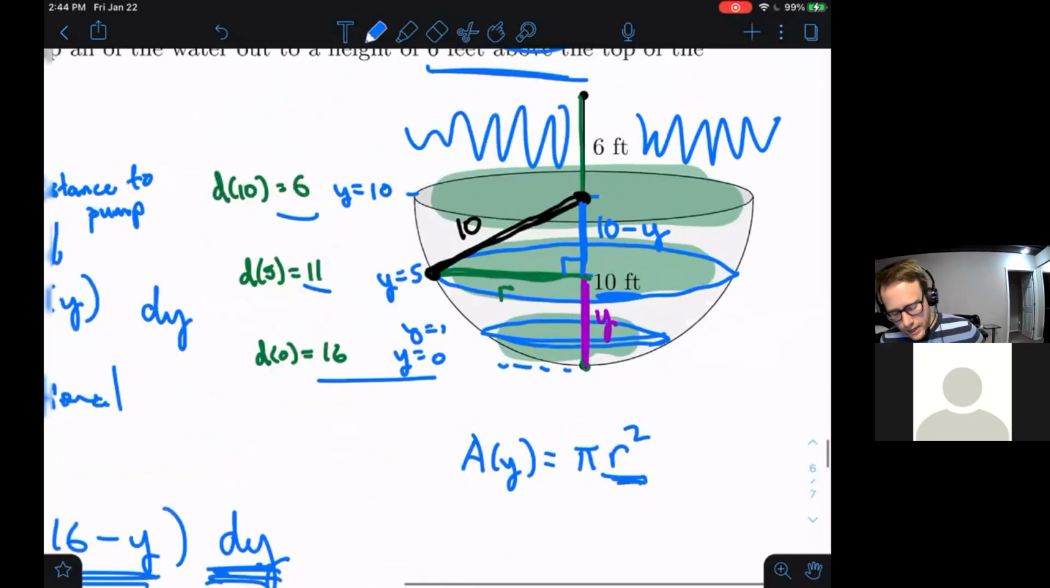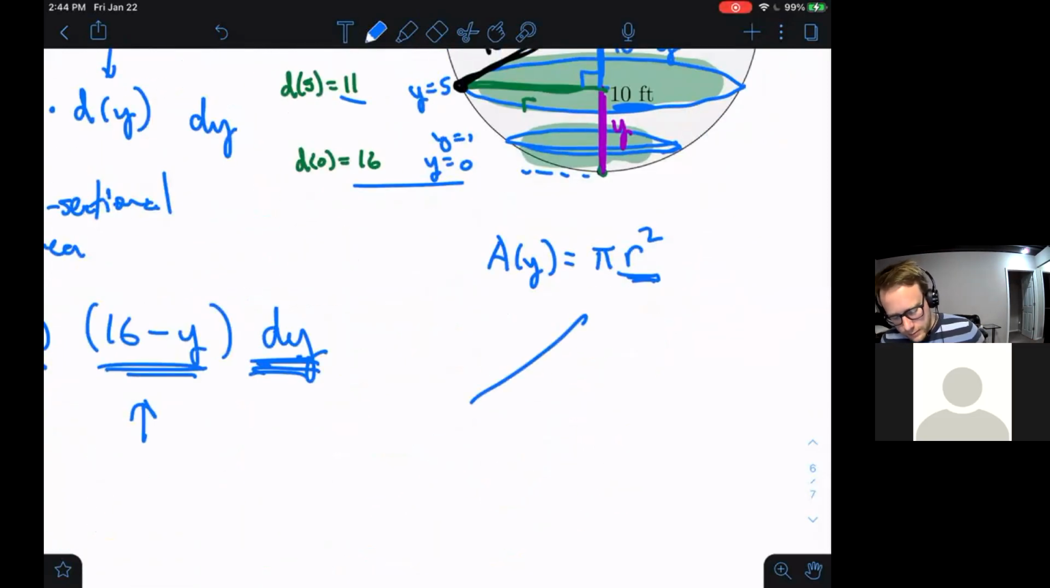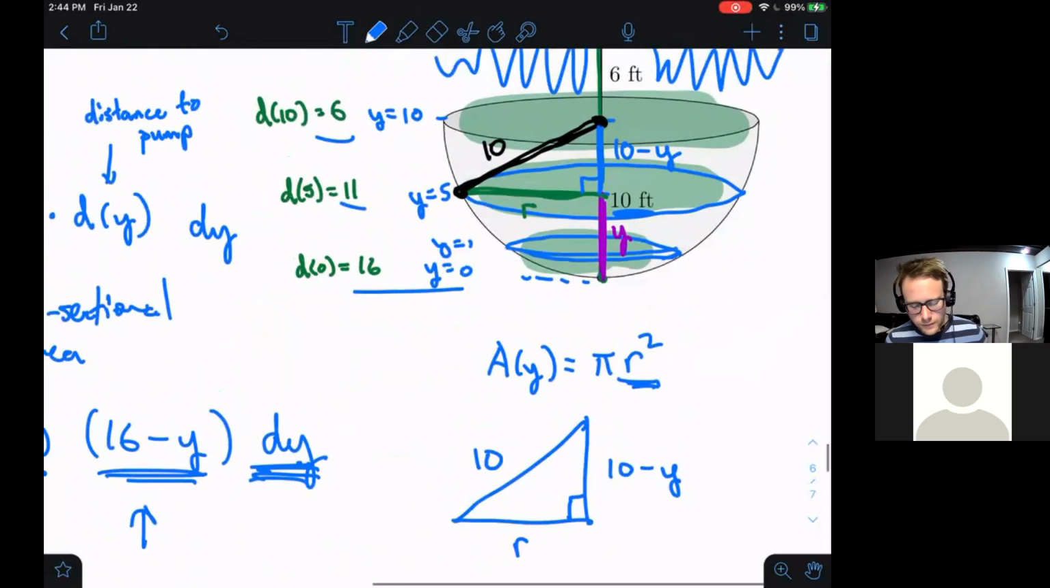And so let me go ahead and clean this picture up a little bit. I want to just move it over here. We have 10 minus y, and we have r, all in a nice right triangle. And so I've just copied this picture, but I've only taken the important bits for me.